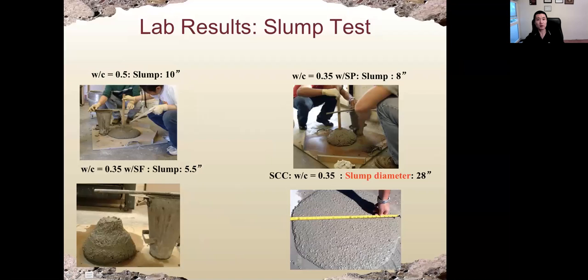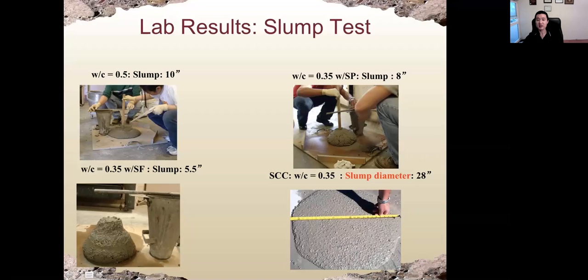Here are some examples of the slump test. With a water to cement ratio of 0.5, the slump is 10 inches. We measure the height before and after we lift the cone, so 10 inches from here to the top of the concrete after it slumped. Here is another slump test: 8 inches. And this one is 5.5 inches. Again, we measure how many inches the concrete slumped.